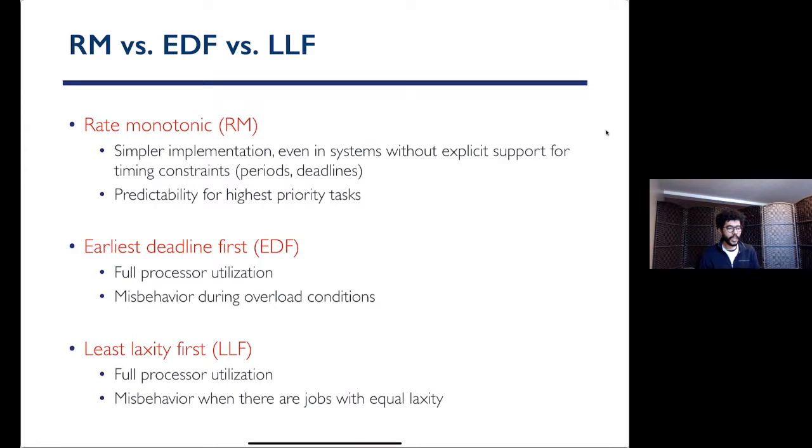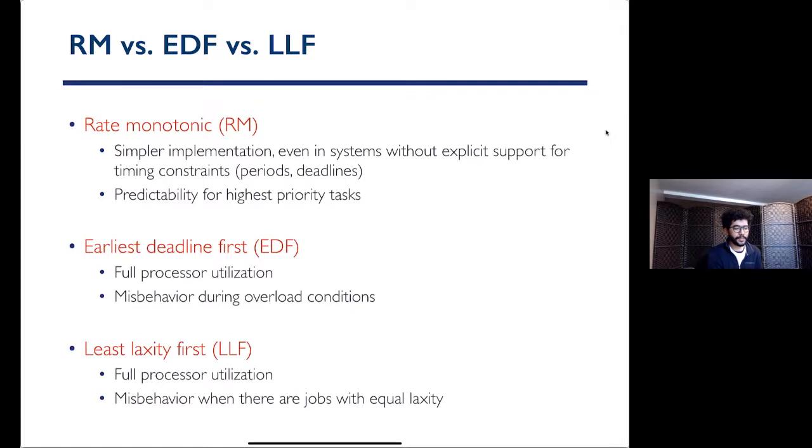OK, so let's put all three that we have seen so far together: rate monotonic, earliest deadline first, least laxity first. Among all of these, rate monotonic is the simplest to implement, because each task has a priority, and that priority is given to all the jobs from this task. So it's very easy to implement. There is not much dynamic activity going on, so it's easy to implement.